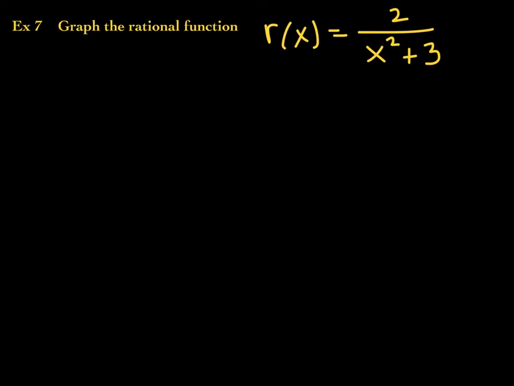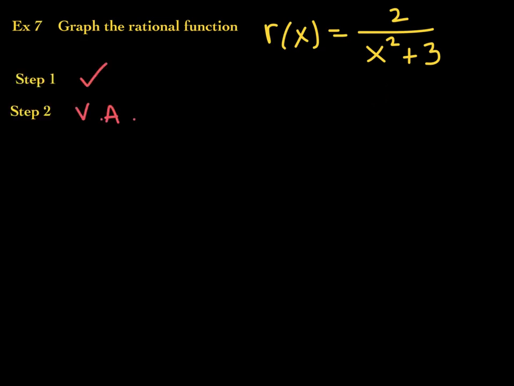All right, last example, graph this final rational function. R of x is equal to 2 over x squared plus 3. First things first, let's factor this function. Notice that the numerator cannot be factored, it's just the prime number 2, and neither can the denominator. That cannot be factored. So this is already fully factored, so let's go to step number 2, find the vertical asymptotes.